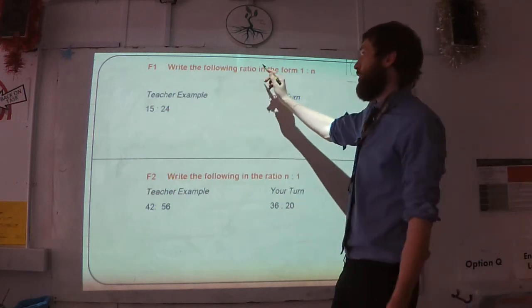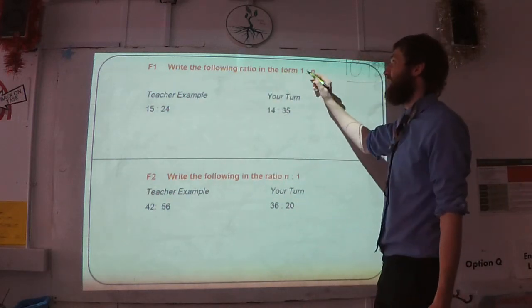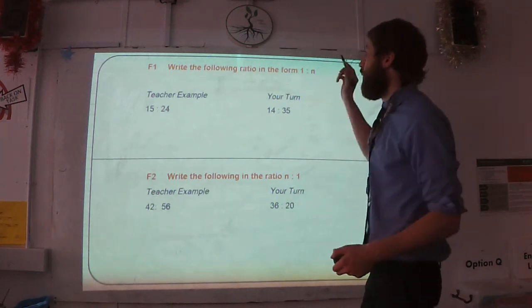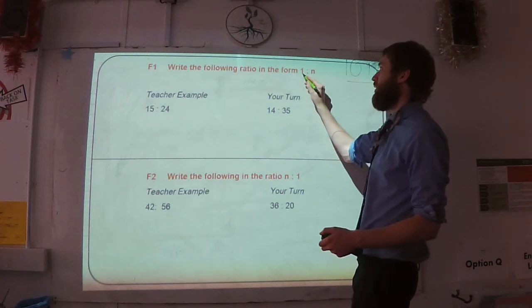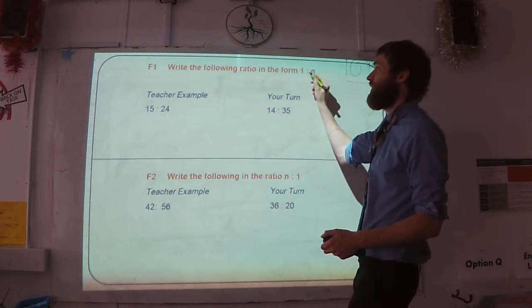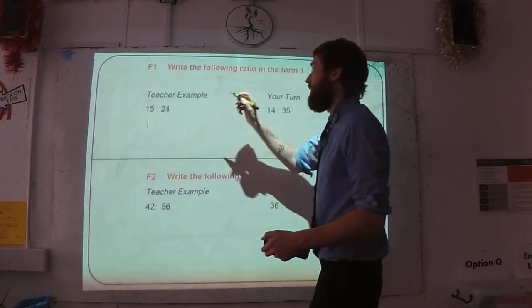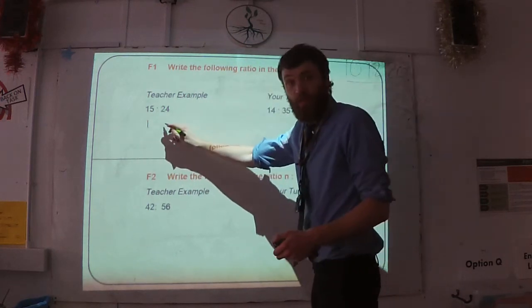Okay, this says write the following in the ratio of the form 1 to n. Now this was on your mock exam quite recently, and not many of you got this one right. 1 to n. So what I'll do is I'll put, because 1 comes first on the left, I'm going to put 1 underneath here, and then this is going to be my n.